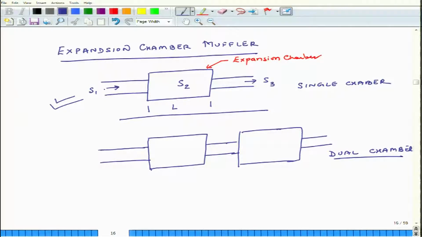So, here the sound energy is going in and sound energy is coming out from the side S3, and once again what we are interested in finding out is the transmission coefficient, which is equal to W out divided by W in. So, this is my power in and this is my power out, and once I can compute AT, then the transmission loss for this expansion chamber muffler is nothing but 10 log 10 of 1 over AT.